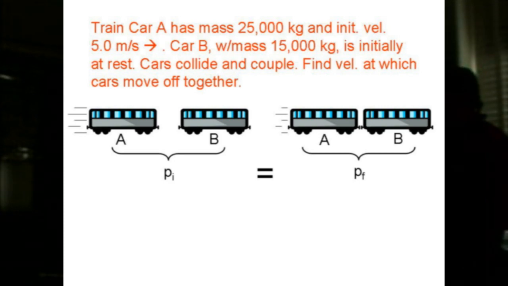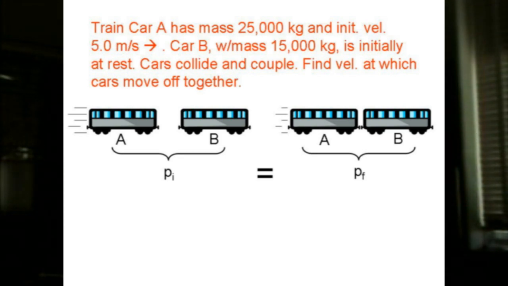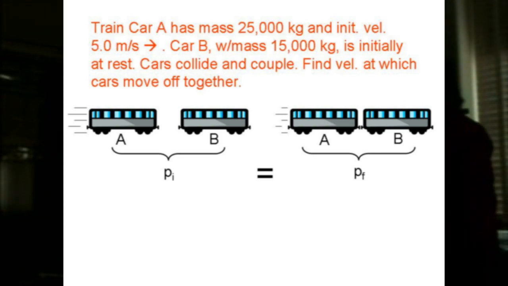All right? Okay, so next question, we have train car A has a mass of 25,000 kilograms and initial velocity of 5 meters per second to the right. Train car B has 15,000 kilograms initially at rest. Cars collide and couple. Find the velocity at which the cars move off together.